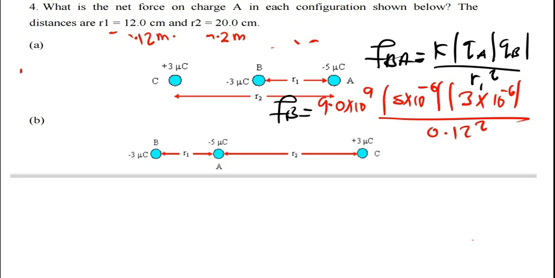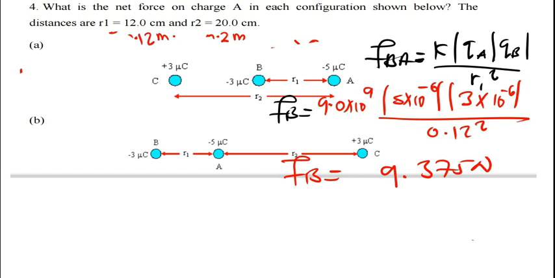So now, isn't it going to be the same as the first one we had? It's going to be the same: 9.0 times 10 to the power 9 times 5 times 3, divided by 0.15 squared. Now I'm getting the answer to be 9.375 newtons. Now let's see the sign.